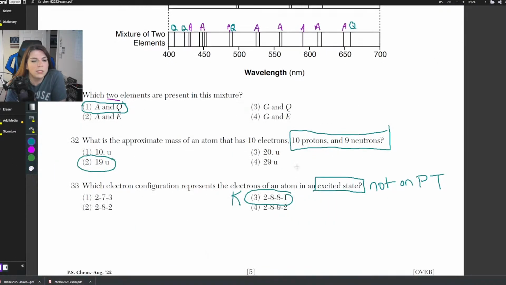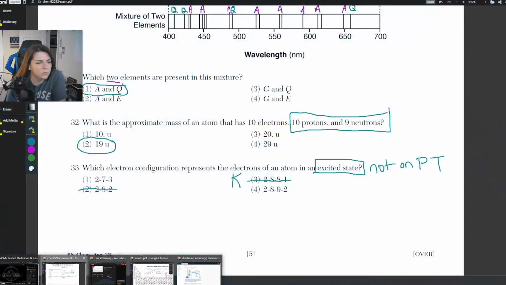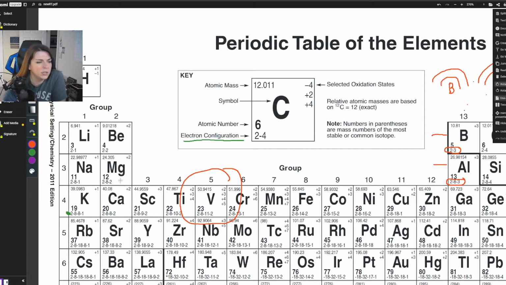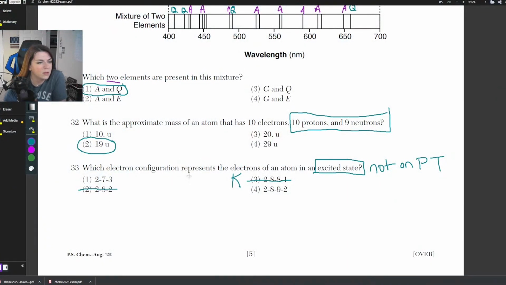And then the second one that I wanted to rule out was... Oh, I shouldn't have circled that. Let's cross that out. 282 should be magnesium, right? Yeah, 282 is magnesium right here. So I don't want to choose that one because that's a ground state configuration. So I'm between 273 and 2892.